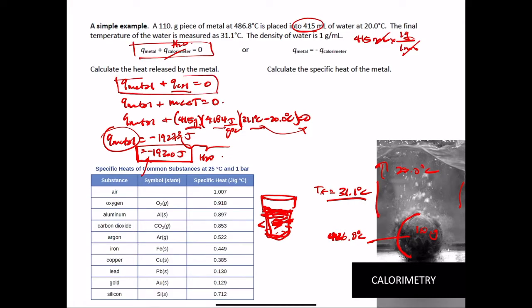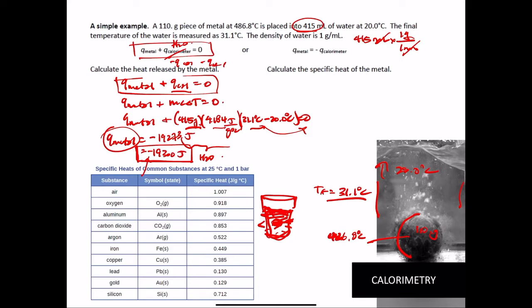Let's see. Oh, this is what I was saying here. So I like to write it this way: Q metal plus Q water, Q calorimeter equals 0. You can subtract Q calorimeter across both sides, and you get Q metal equals negative Q calorimeter. Either way, means the same thing.